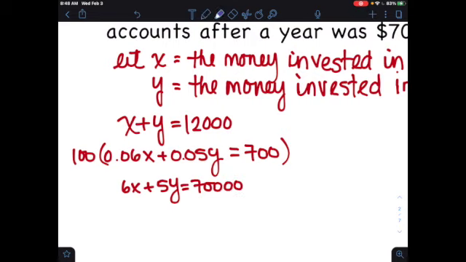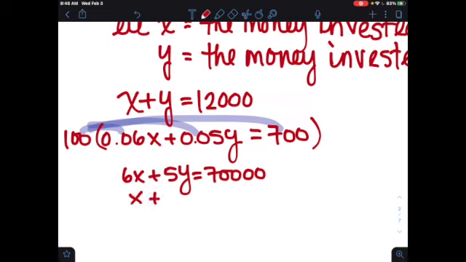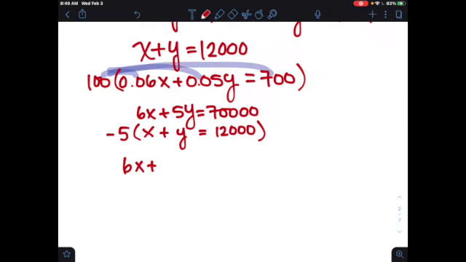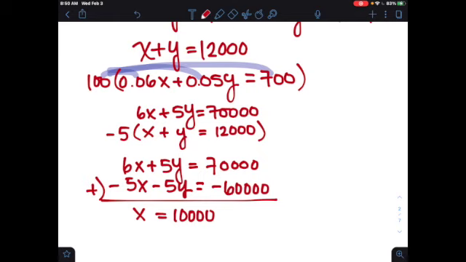Everything has to be multiplied. You can bring down the other equation and use substitution, or you can do elimination. And in this case, maybe I should just finish it for you guys so you can see it. So I will take the bottom one and multiply by -5. So you have 6x plus 5y equals 70,000. And when you multiply everything by -5 for the second equation, you will have -5x minus 5y equals -60,000. And when you add the two equations together, x equals 10,000.